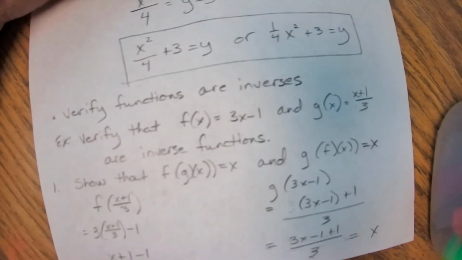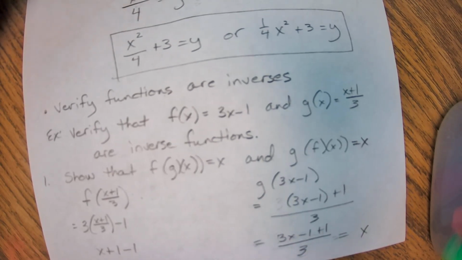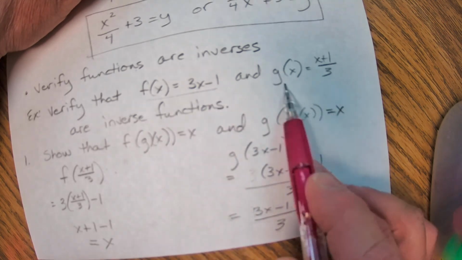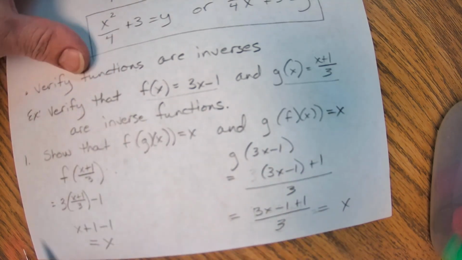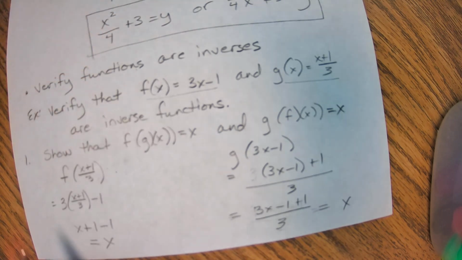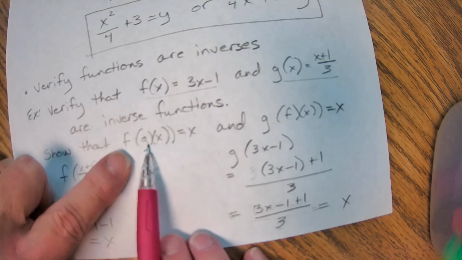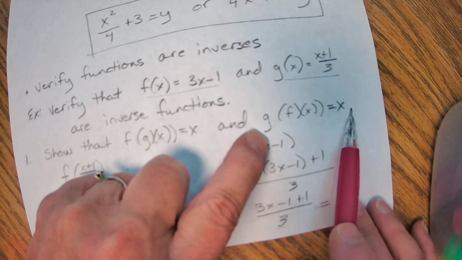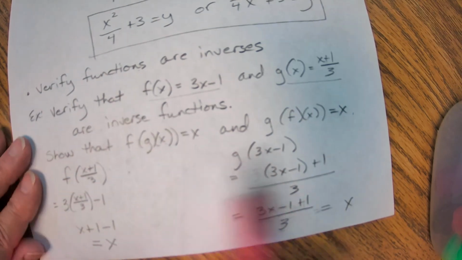So then the next part of your worksheet is verifying functions are inverses. If I want to verify that this f of x and g of x are inverses of each other, this is how we're going to do it. Remember when I said that inverses undo each other? So if I show that f of g of x is x and g of f of x is x, then I know that those are inverses of each other. Let's talk about what we mean.